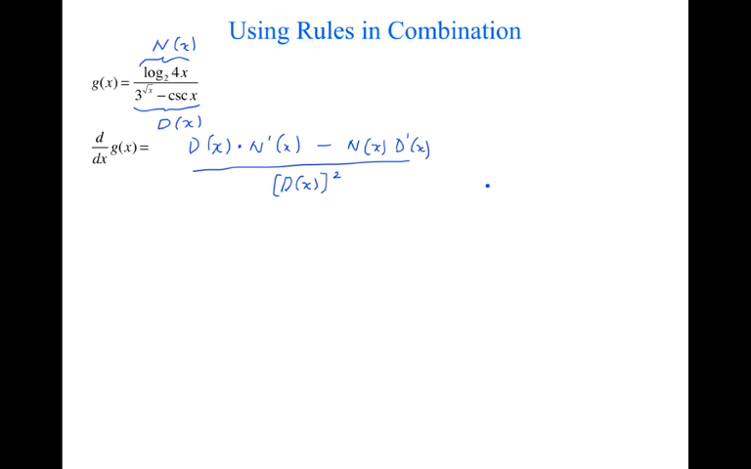Because the function g is a quotient, the answer will be the quotient rule. And so all we need really is what? We need n prime and d prime, or the derivative of n and the derivative of d. And then we can think of those as their own separate problems, right?